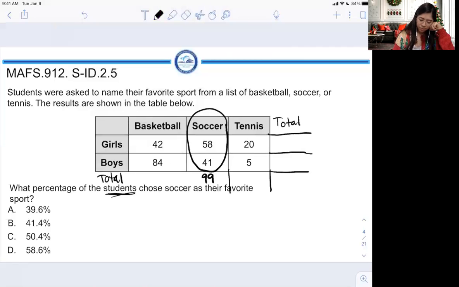Tennis is 25. Which one? Tennis. Oh, tennis, yeah. Tennis is 25. What about basketball? 26. Good, Jalen. All right, now we got to add across so that we can get the total.